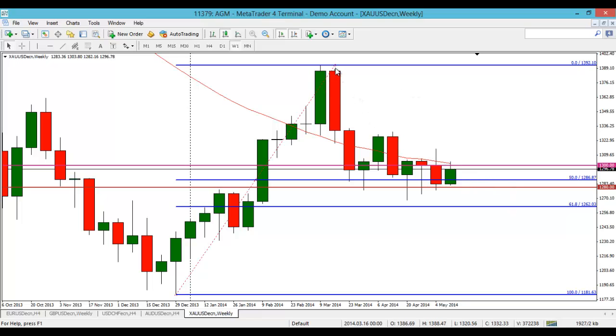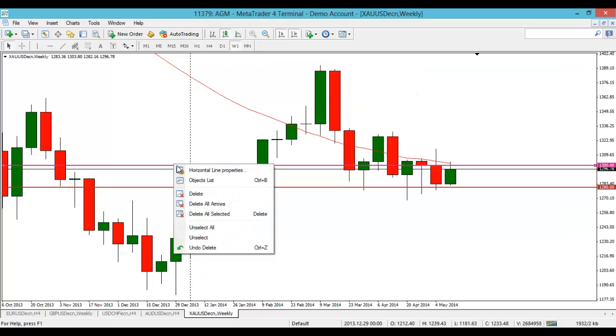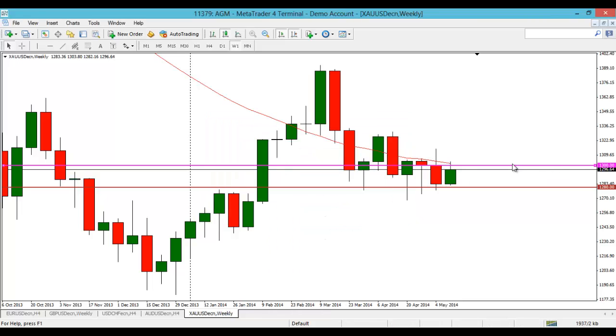If I just take off the fib, and change the colour of this, make it a little bit brighter, you can see it's all about these two key levels on this weekly. You've got the 1280s we spoke about for the last few weeks, and this 1300 marker. It's just been chopping inside of this for the last couple of weeks.